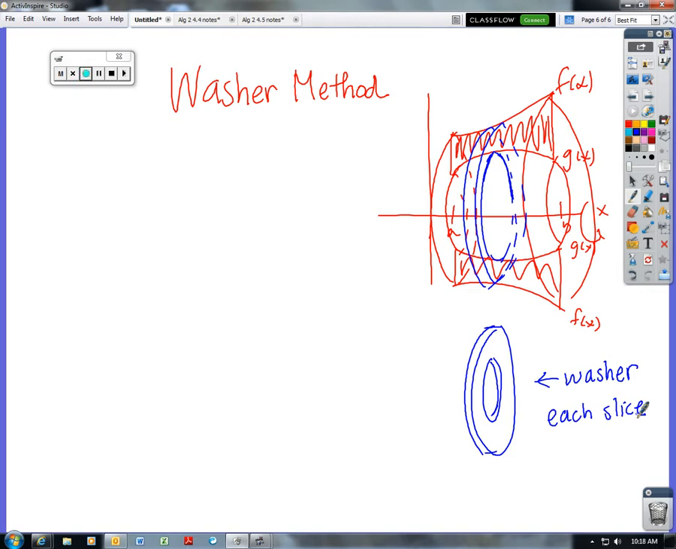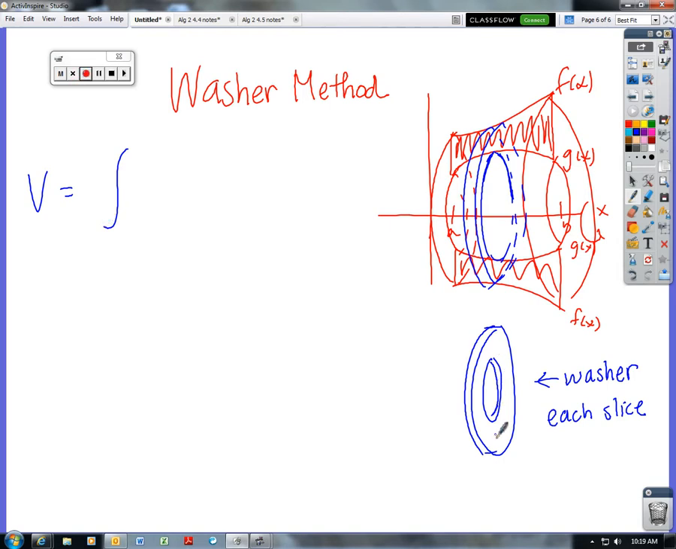So I drew a representative slice up there in blue, and then I brought it down below where you can see it better. And each slice is actually a washer. So thus the washer method. And in order to do the volume, it's going to be, again, the integral. And we're going to be finding the volume of each slice, which is the volume of this washer.